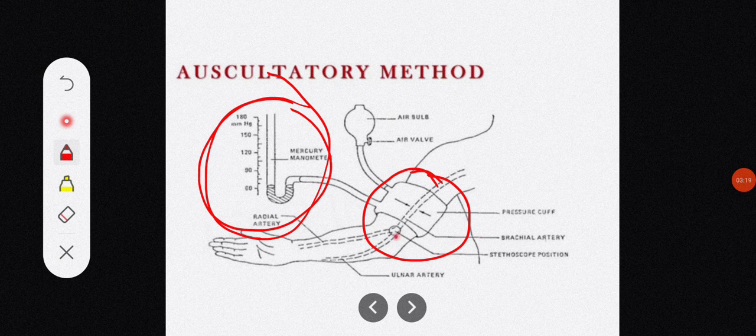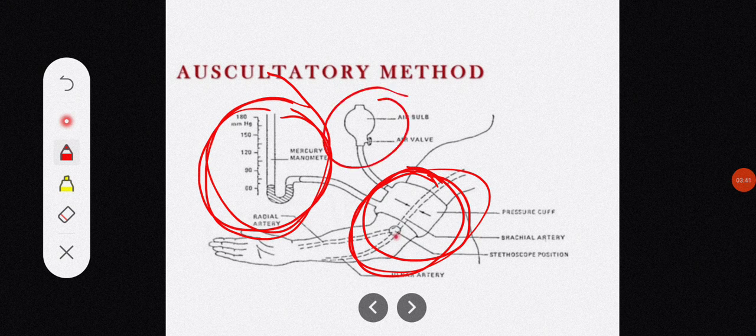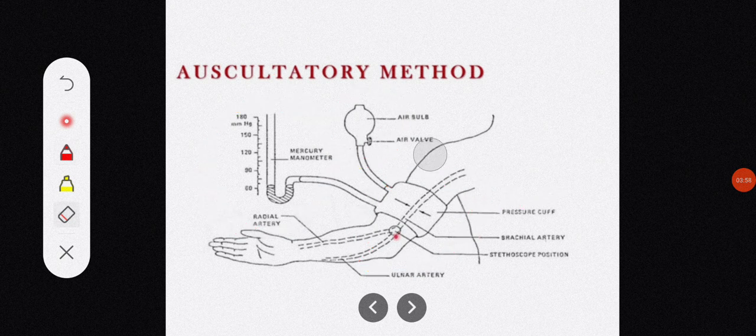This is the inflatable pressure cuff. This is the mercury manometer, and then we have hooks or fasteners in the fabric covering of the pressure cuff, which are used for wrapping the cuff around the arm of a patient. Then we have a rubber bulb, which is used for inflating the pressure cuff. There is also a needle valve, which is used for deflating the pressure cuff. Now I hope the components are clear.